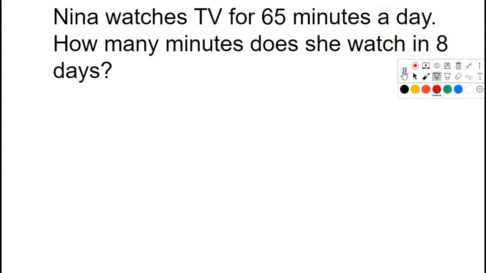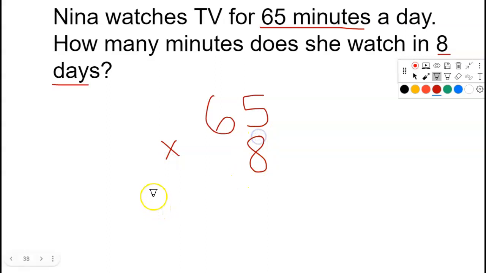So Nina watches TV for 65 minutes a day. How many minutes does she watch in 8 days? So we're taking 65 minutes and we're going to do it 8 times because that's 8 days. Each day gets 65 minutes. All right, let's follow our steps.